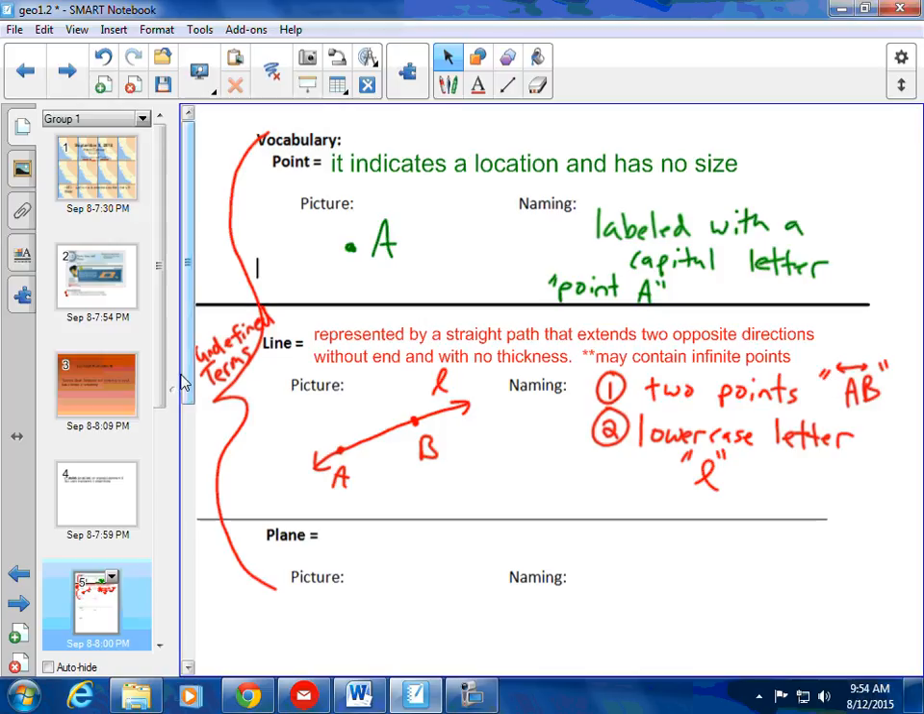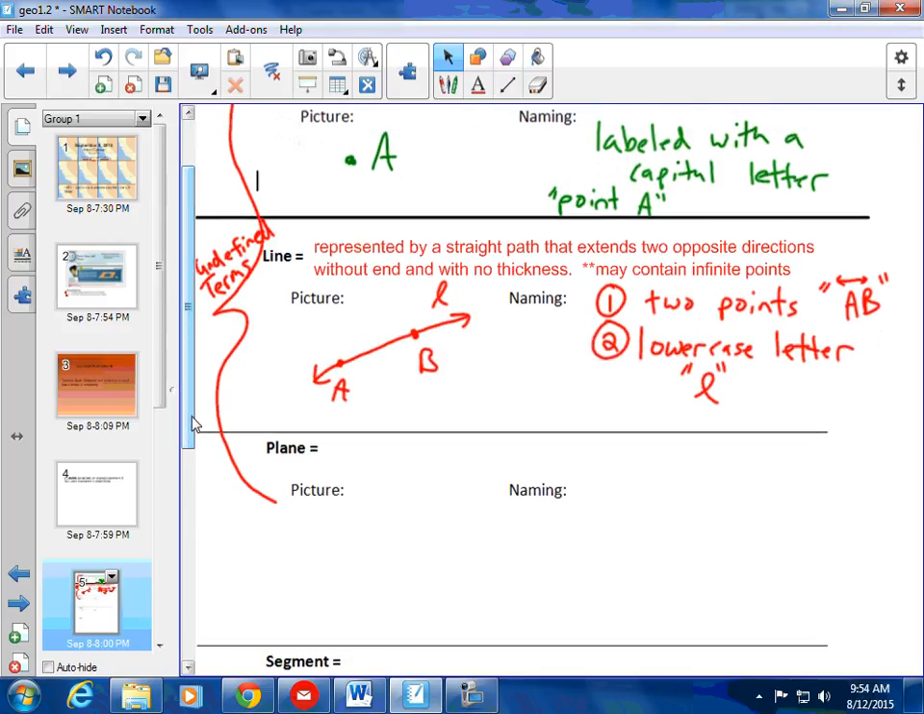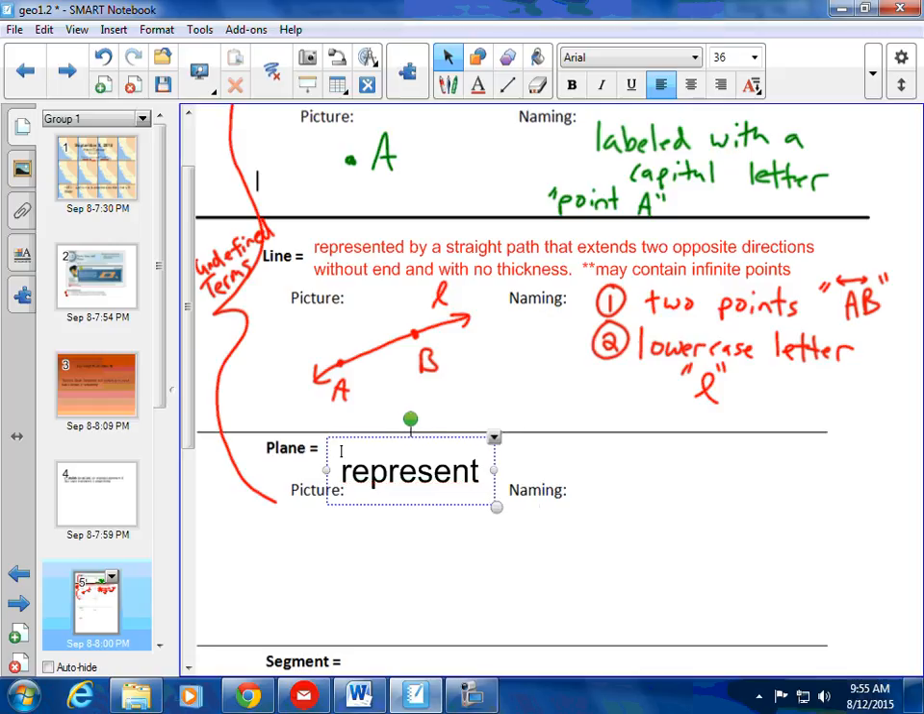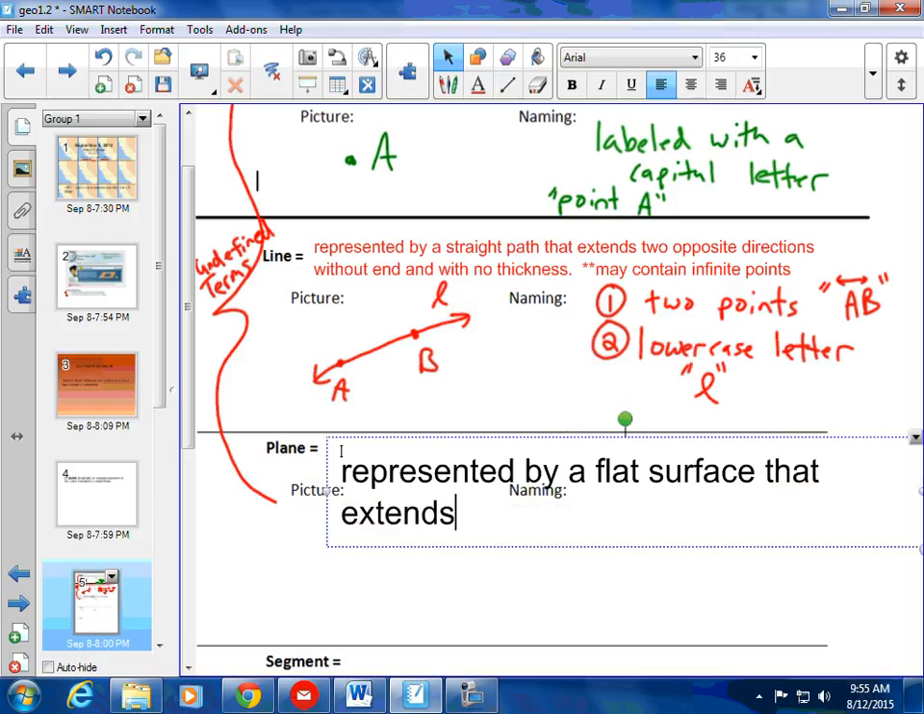Now the last undefined term that we're talking about here is a plane. And a plane is represented, well, I'll type this out. A plane is represented by a flat surface. Kind of like a line, only it's another dimension. It's a flat surface that extends without end, again, and with no thickness.